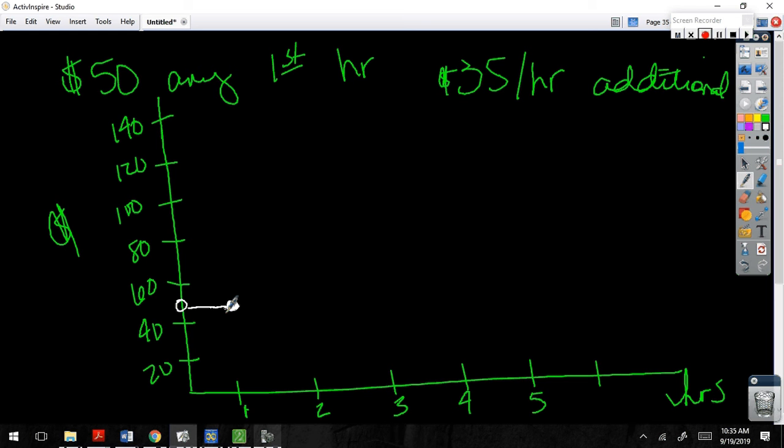So how much would it cost you for, let's say, 1.5 hours worth of work? $85, right? So I need to go up to 85. This is open. This is closed.